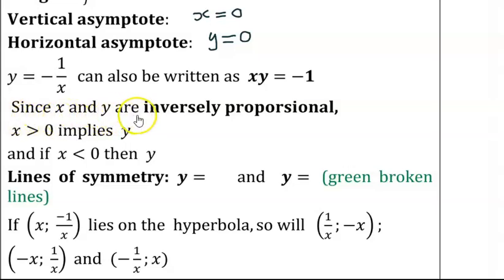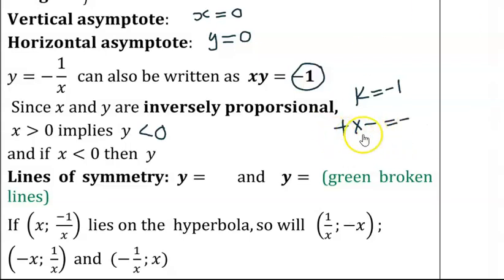Since we know that x and y are inversely proportional, but we have a k value equal to -1, it implies that if I have a positive x, then I will have a negative y, because my answer should be negative. So if I start with a plus, then I must put a minus there to get a negative answer. And if x is negative, then y is positive, because I will then have a minus times a plus, which also gives me a negative sign.